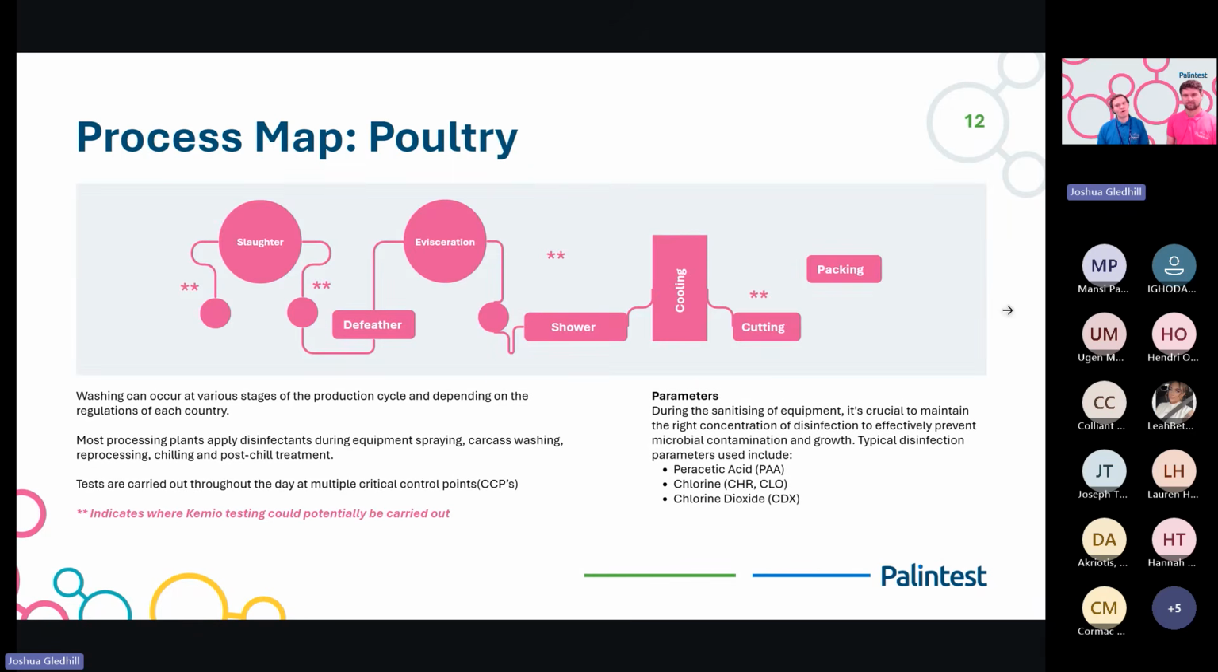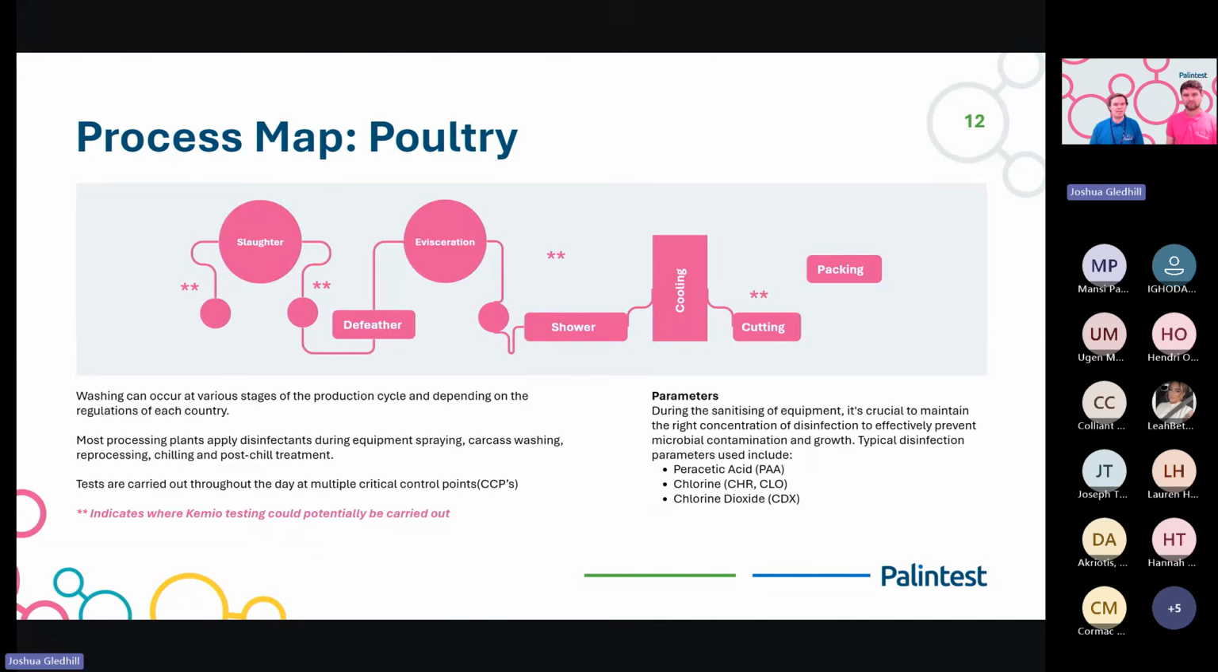So we've got a process map for poultry. Washing can occur at various stages of the production cycle, depending on the regulations of each country. What we found is that this will vary quite a lot between the UK and Europe, and over in America, for example, where they'll actually wash the full produce rather than just the equipment. So most processing plants apply disinfectants during equipment spraying, carcass washing, which would be in America, reprocessing, chilling, and post-chill treatment.